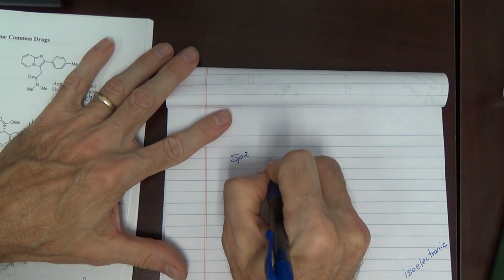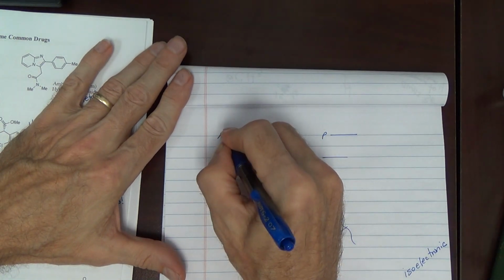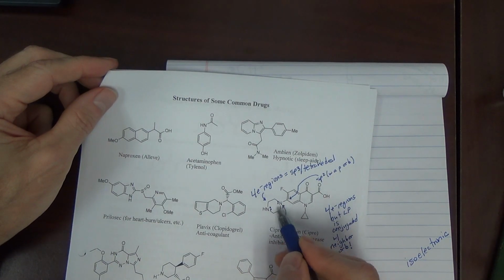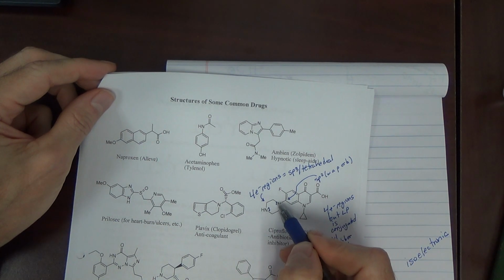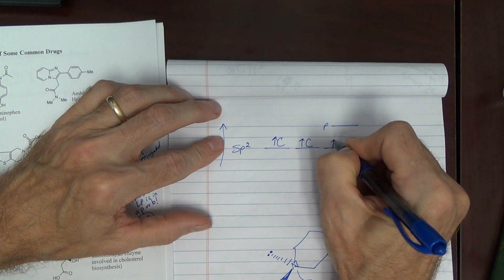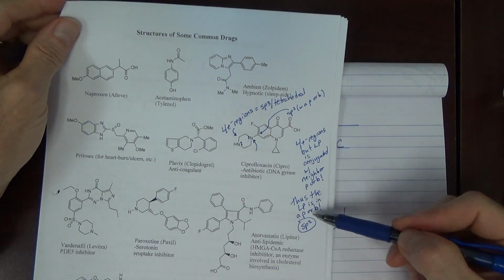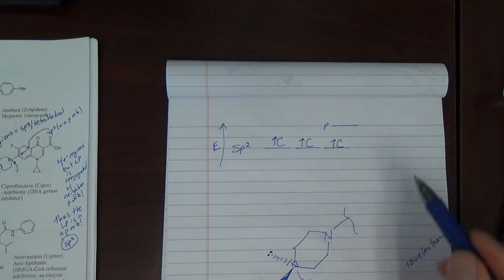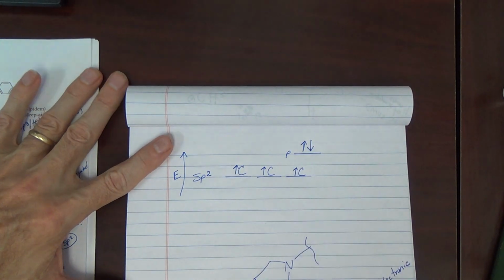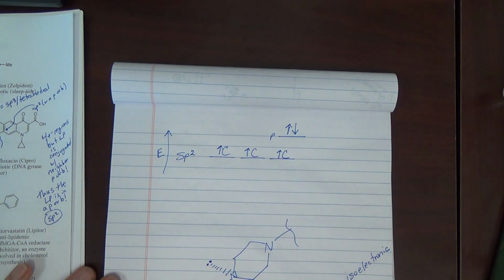An sp2 hybridized atom has 3 hybrids and then a p orbital. What type of bonds do you see this nitrogen making? 3 sigma bonds to carbon. Bam, bam, bam. Sigma bond to carbon, sigma bond to carbon, and sigma bond to carbon. Where's the lone pair? Well, we said it right here. The lone pair is in a p orbital. We're going to put it right here. Now the valence of nitrogen is filled by making 3 bonds and then having a lone pair.